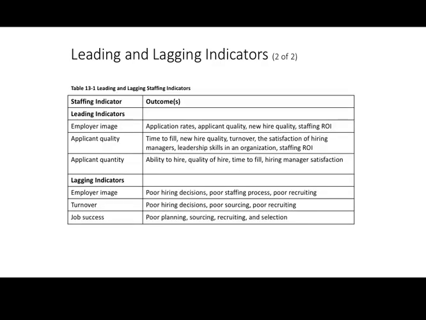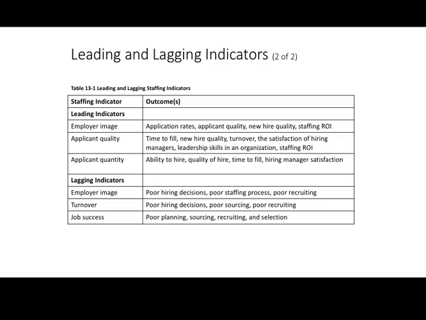So table 13.1 gives you a great example of some leading and lagging indicators. For example, leading indicators are things like employer image. Employer image will bring someone to the firm. So if we have a really good employer image, this should result in better application rates, better applicant quality, better new hire quality, and better staffing return on our investment.